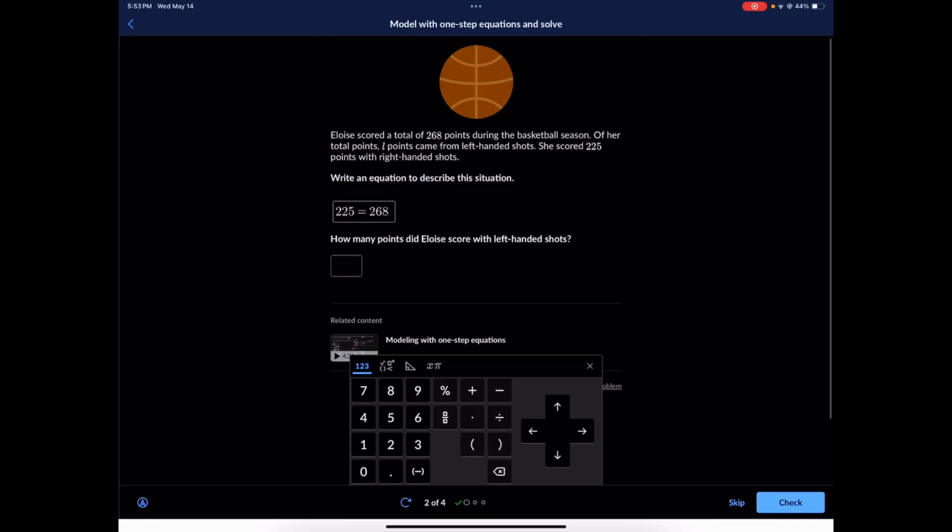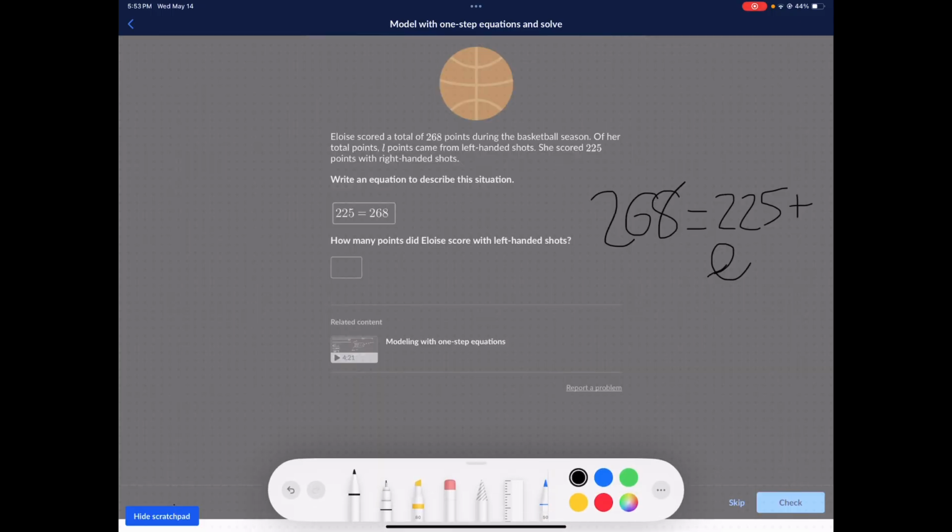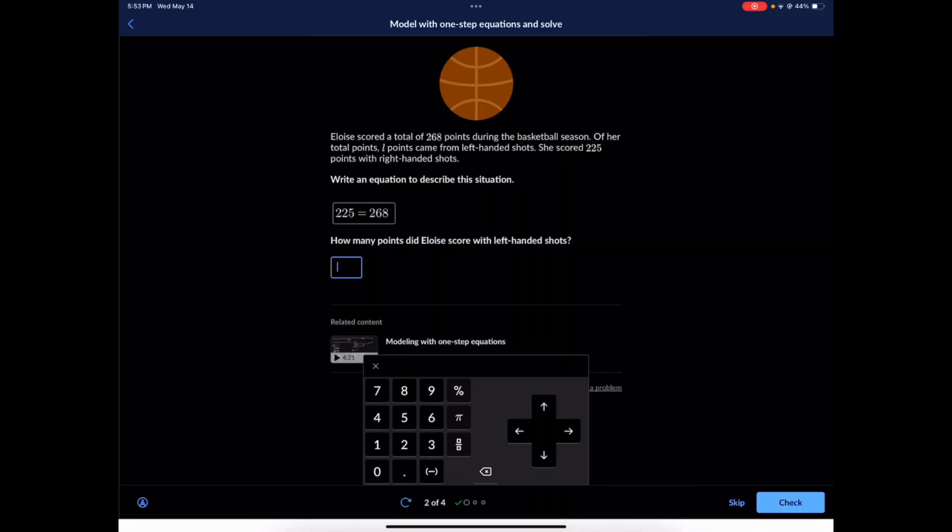So now we have to subtract 225 on each side. So when we do that, we will get L is equal to 43. So 43 is our answer.